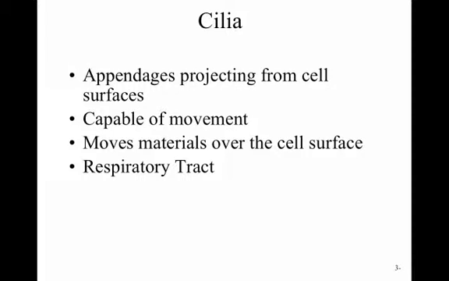Cilia, appendages projecting from cell surfaces. There's not really any cytoplasm in there. We'll see the difference between cilia and microvilli, but they're just appendages, and they're capable of moving. And it moves materials over the cell surface, and they're very common in the respiratory tract. So all this mucus that you produce in the respiratory tract, the cilia moves it up your respiratory tract until it reaches a point where you have a reflex to cough and cough it up. So the cilia is what's moving that mucus up the lining of your respiratory tract.